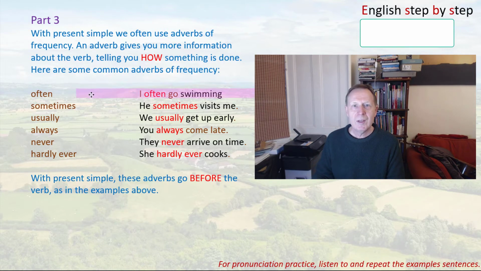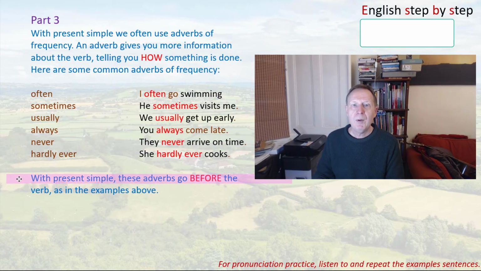So let's look at the example sentences. I often go swimming. He sometimes visits me. We usually get up early. You always come late. They never arrive on time. She hardly ever cooks. Now you can see we have the adverb before the verb in present simple.